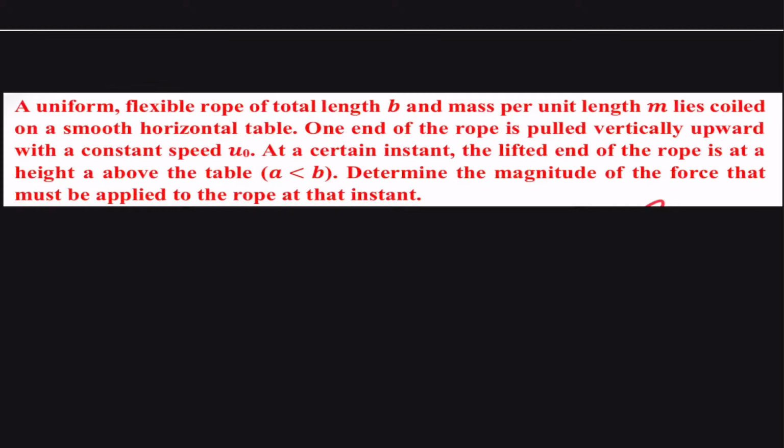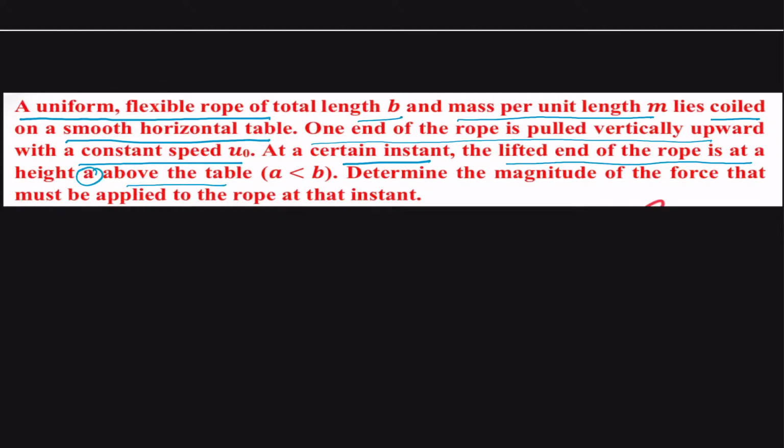In the first question, we are given a uniform flexible rope of total length b and mass per unit length m lies coiled on a smooth horizontal table. One end of the rope is pulled vertically upward with a constant speed u0. At a certain instant, the lifted end of the rope is at a height a of the table such that a is less than b.